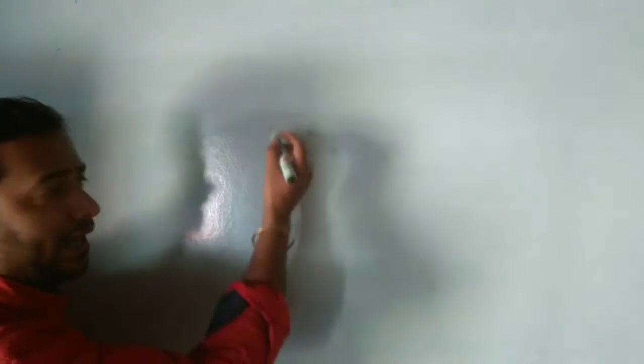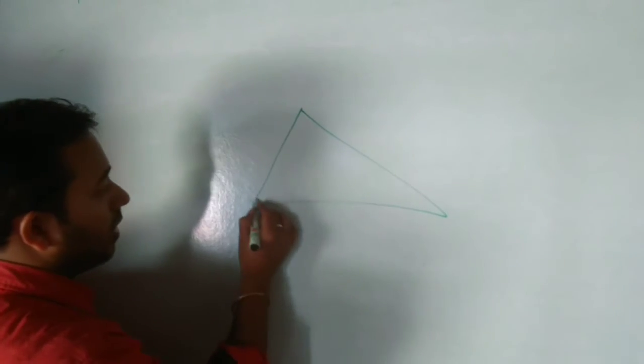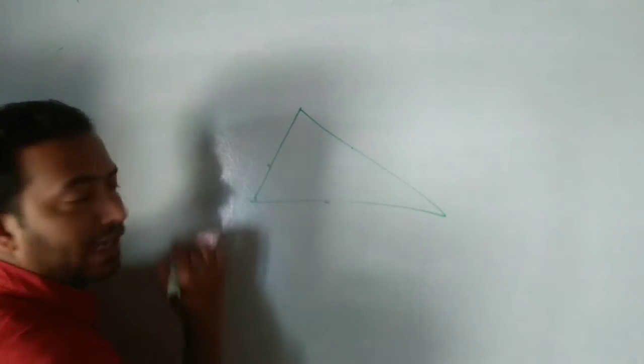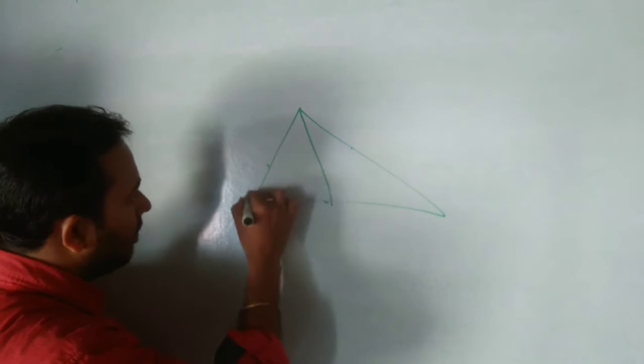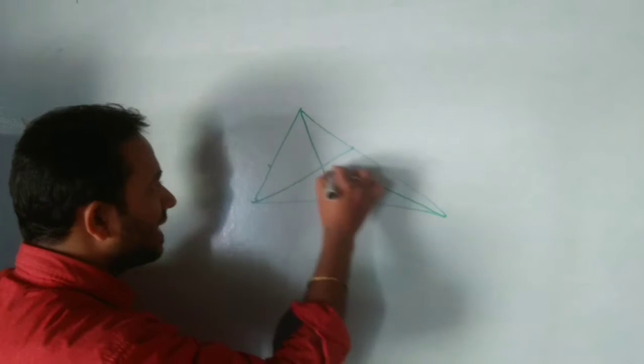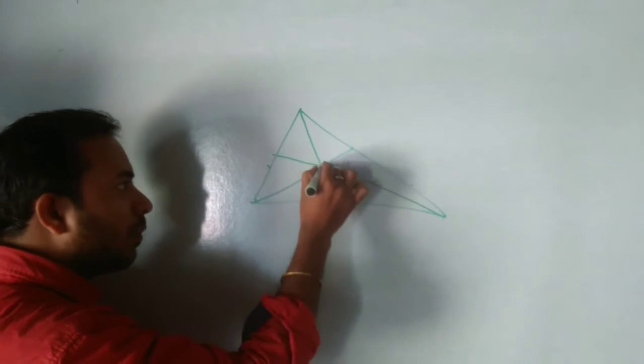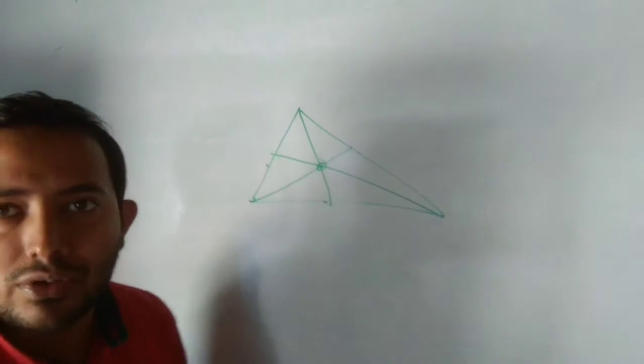If you take any triangle, and take the midpoint of each side of the triangle and join them to their opposite vertex, you can see that they will meet at a common point, and this common point we call the centroid of a triangle.